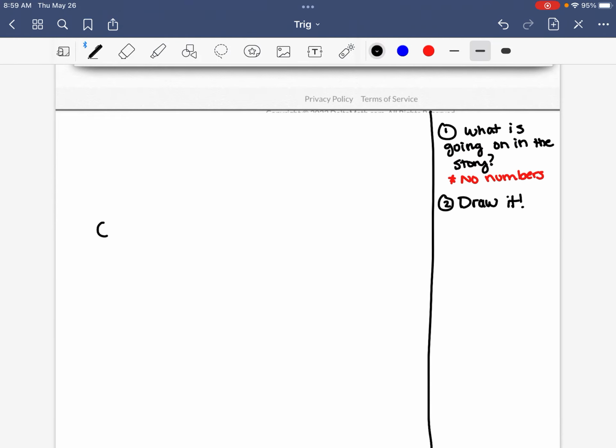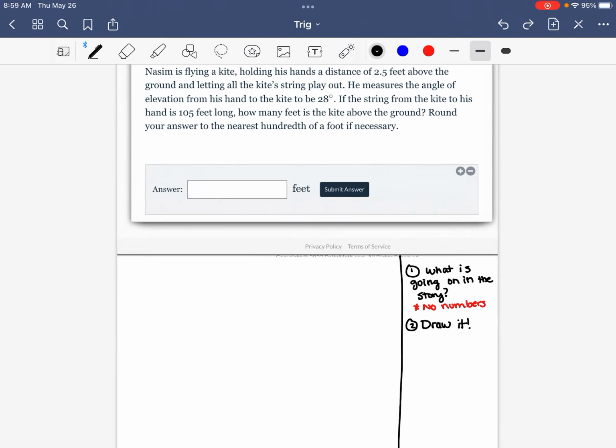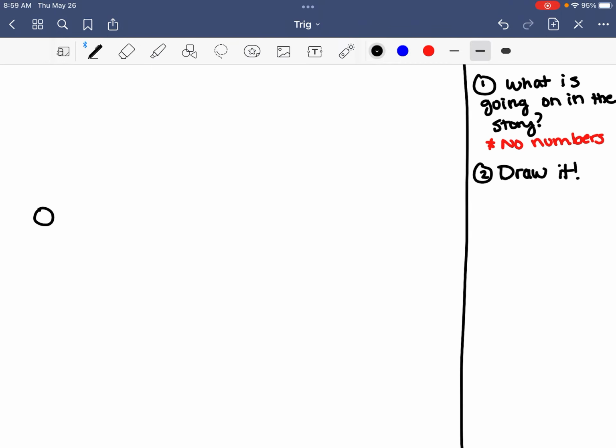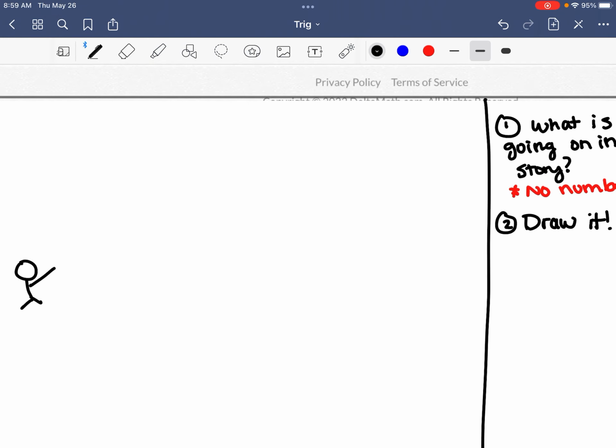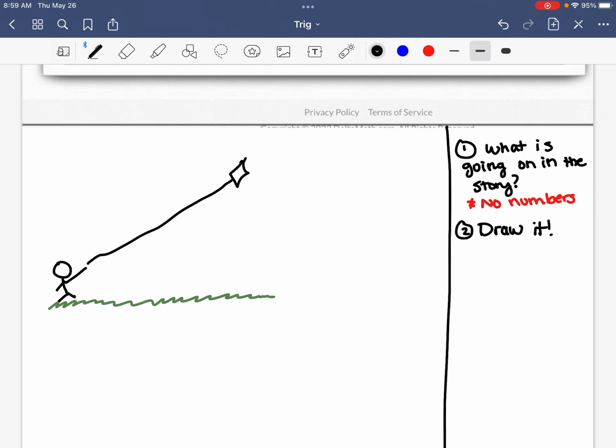So here I am. I'm going to draw, what's his name, Nathaniel? Nasam. And I see that he's holding his hand out. It says he's holding his hand, okay? So he doesn't have his hand on the floor. He's holding it out. And there is a kite. And then there is the ground or the grass, whatever. Okay, so that is my drawing. This is a story. There's a guy, he's just flying a kite. Okay.